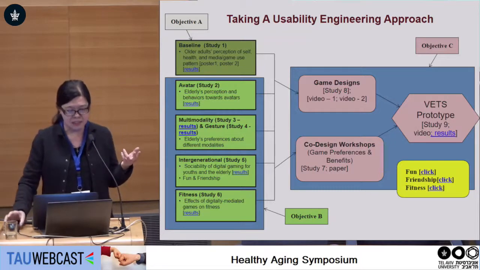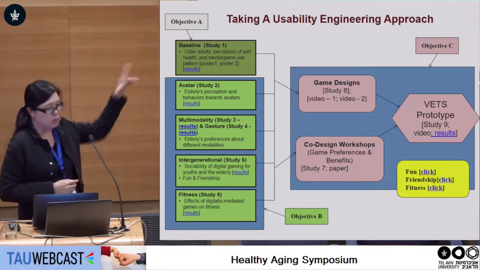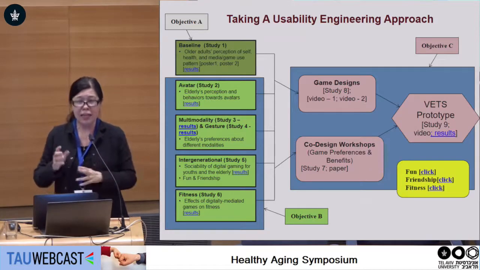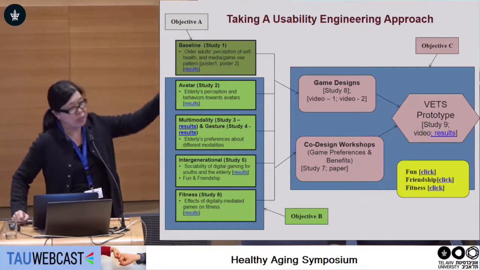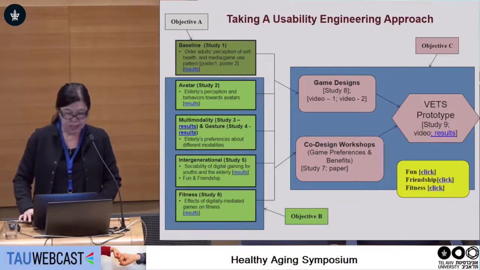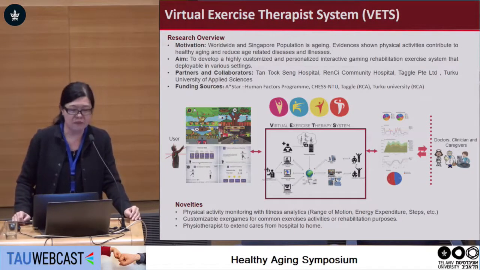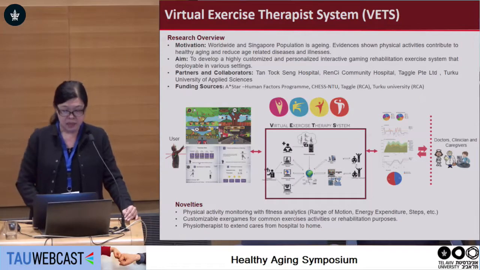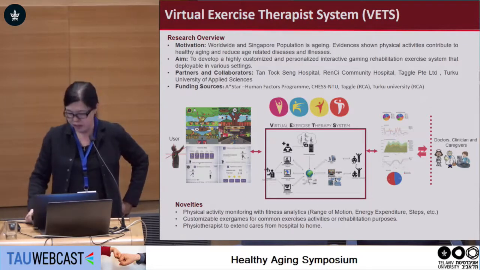So first, I did a baseline study, and because I was doing a lot of game design, we looked into avatar, multimodality, intergenerational aspects, and fitness. So the whole idea is to look at technology from three constructs: fun, friendship, and fitness. And we built an Xbox game. So this is what I came up with, a virtual exercise therapist, and we capture the motions of the elderly doing exercise, and then convert the range of motion into energy expenditure and calories burned. So we were very happy.